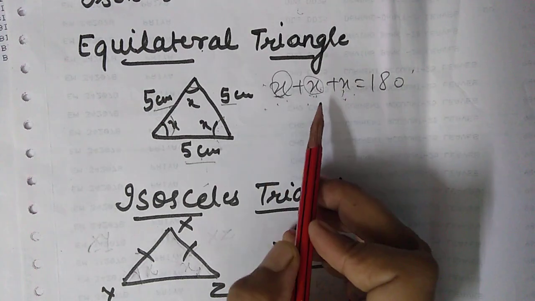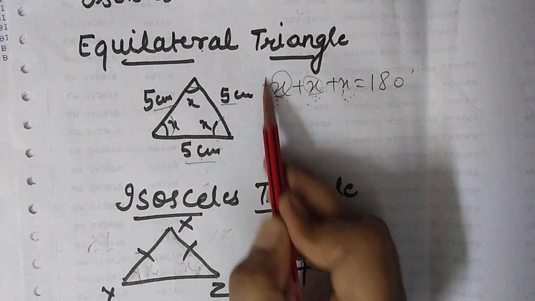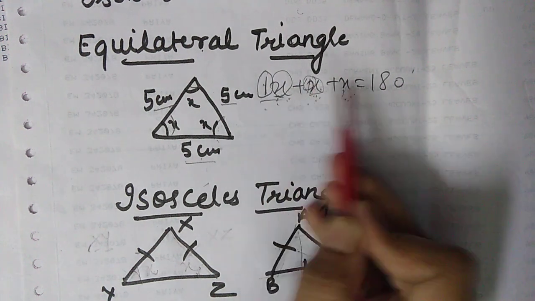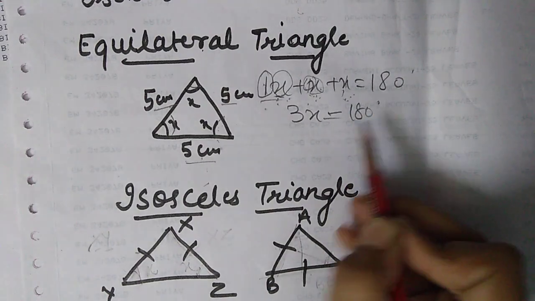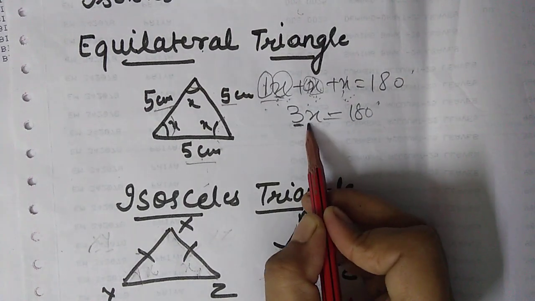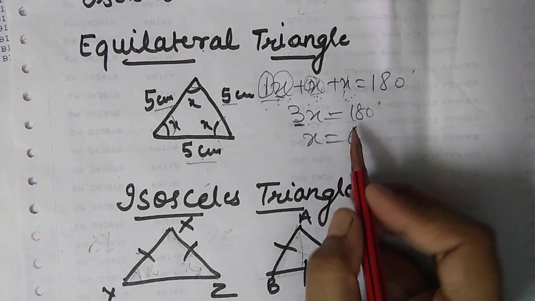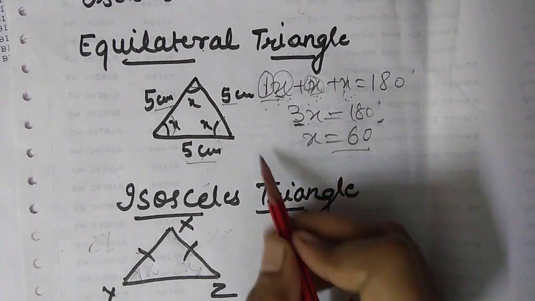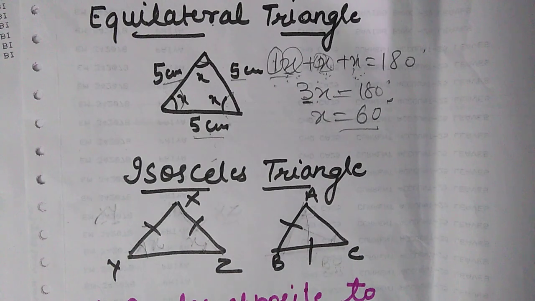So x plus x plus x, they are all like terms, so we can add the coefficients. This is 1x, 1x, 1x, so it will be 3x. 3x is equal to 180. Now 3 is in multiplication with x, so x is equal to 180 divided by 3, that is 60 degrees. So each angle in an equilateral triangle is 60 degrees.